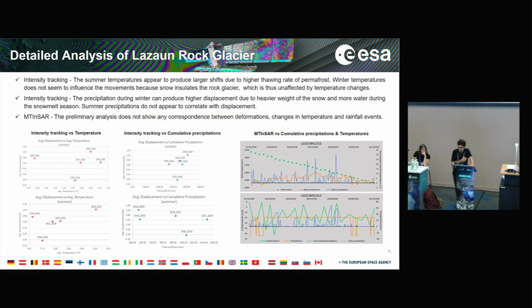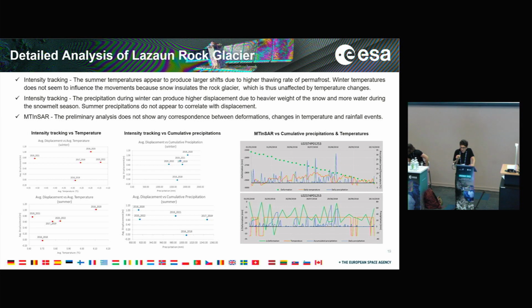Yes, this is almost my last slide. So then we try to, of course, correlate these results, this deformation, with the temperature and water content, because as I introduced, this is the main factor influencing the velocity and the flows of these rock glaciers. And we see that, concerning the intensity tracking, the summer temperature appears to produce larger shifts due to the thawing rate of permafrost, while during winter the temperature does not seem to influence the movement, basically because the snow insulates the rock glacier.